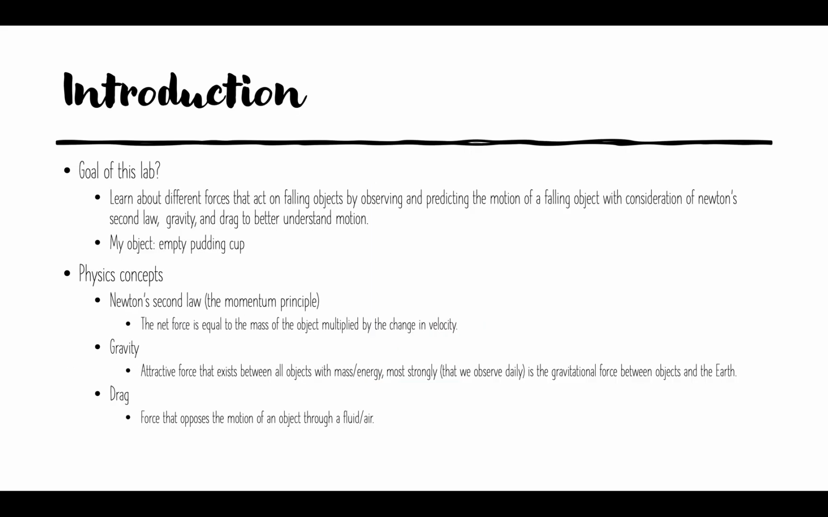The goal of this lab is for us to learn more about the forces that act on a falling object. To completely analyze an object moving, we create a computer model to predict the motion based on Newton's second law, gravity, and drag force. We do this so that we can better understand these forces and how they affect objects in everyday motion.